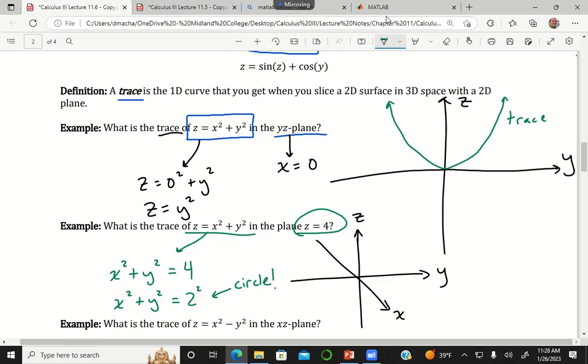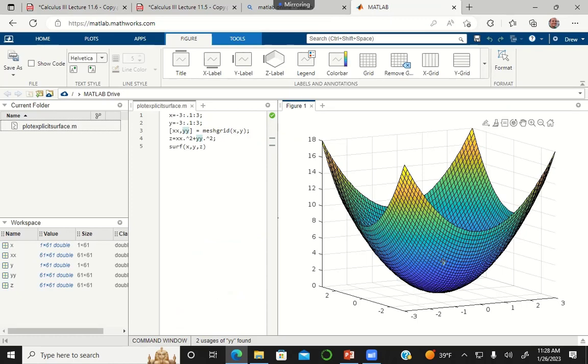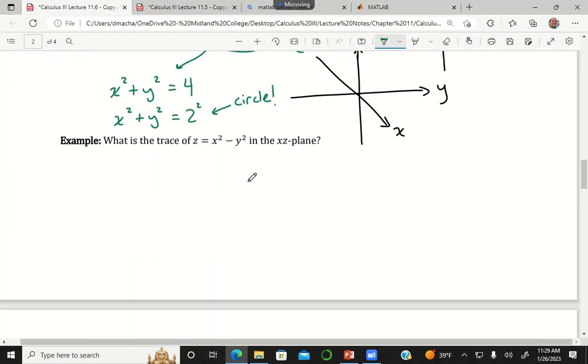So, again, the paraboloid looks like this. If you sliced it with a horizontal plane with coordinate z equals 4, and here's 4 right here on my z-axis, so if you slice that, you should see a circle as the trace on that plane. Okay. New question, what is the trace of z equals x squared minus y squared in the xz plane?